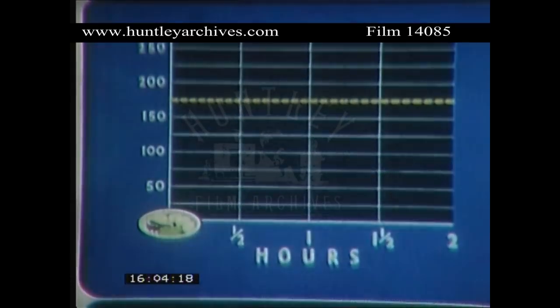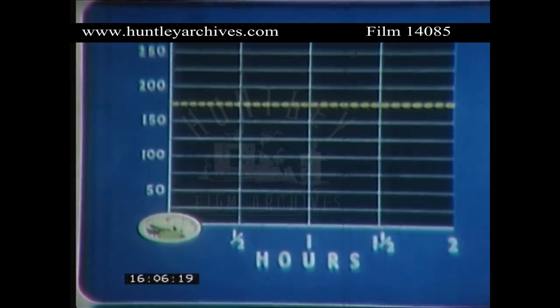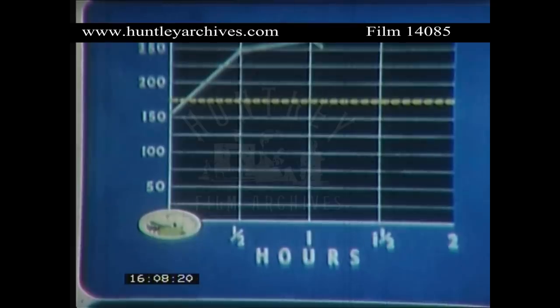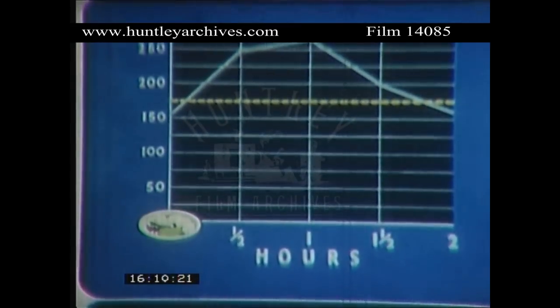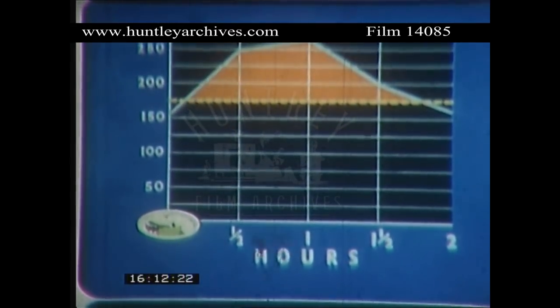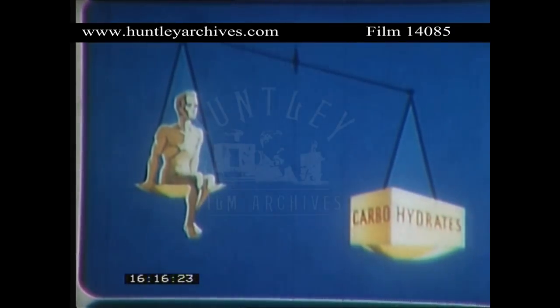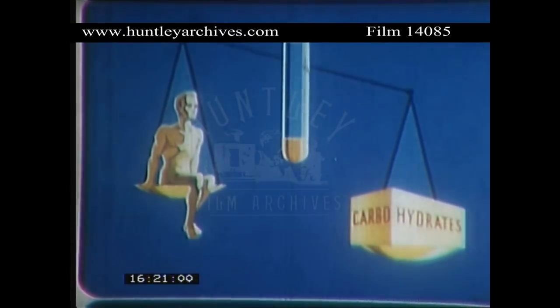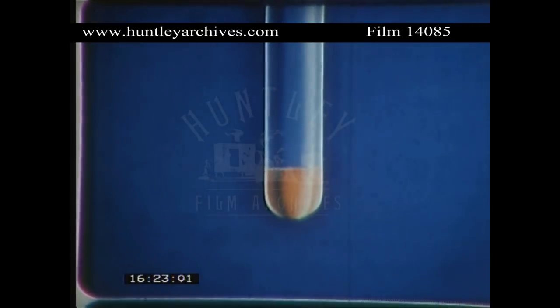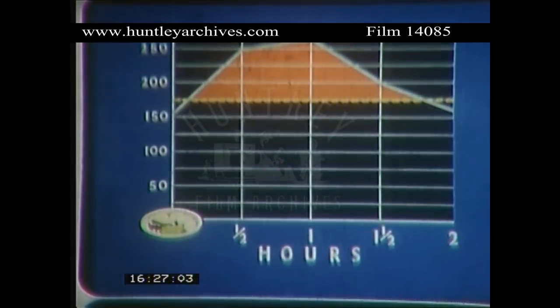If the body does not produce enough insulin, as in diabetics, then it is unable to use its carbohydrates, and there will be a rise in the blood sugar with an overflow into the urine, the scales being weighed down on the side of carbohydrates. If you were to test your urine, there would be a strong sugar reaction. This happens in the uncontrolled diabetic.